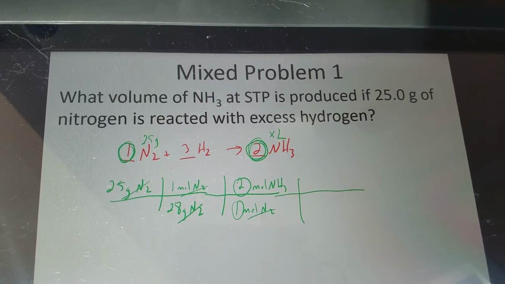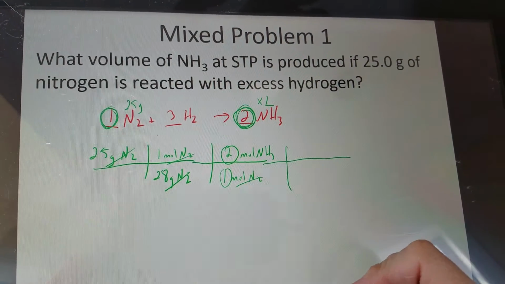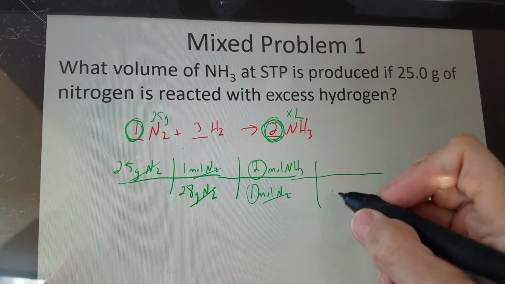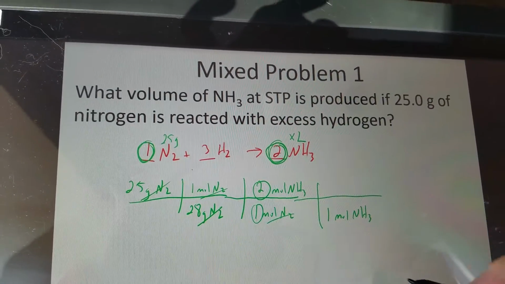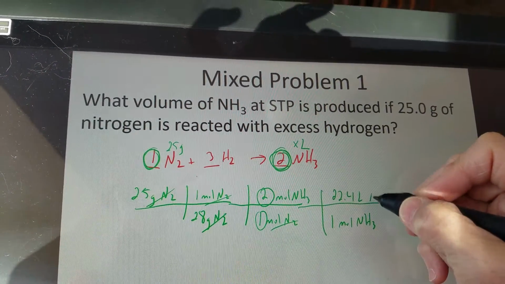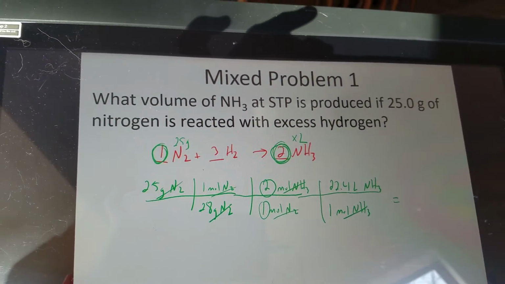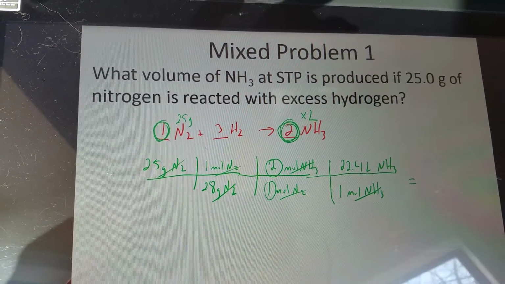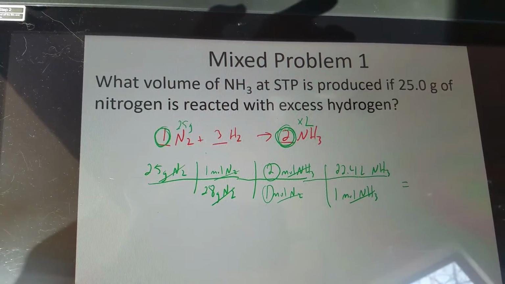They are asking me for volume of ammonia, so now I want to take the moles of ammonia to liters. To do that, I'm going to say I have 1 mole of ammonia. The conversion factor between moles and liters is 22.4, so that's going to go on the top. Moles of ammonia cancel, and now the rest is just doing the math. So I'd have my 25 divided by my 28 times 2 divided by 1 times 22.4 divided by 1, and I should get 40 liters of ammonia.